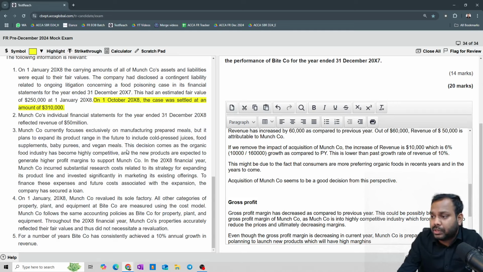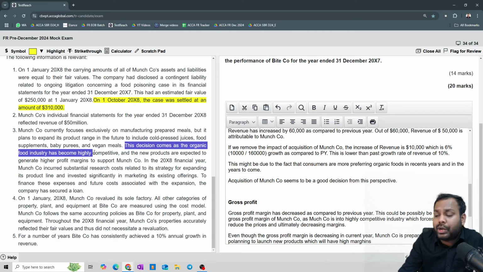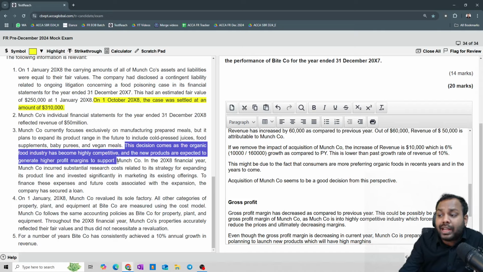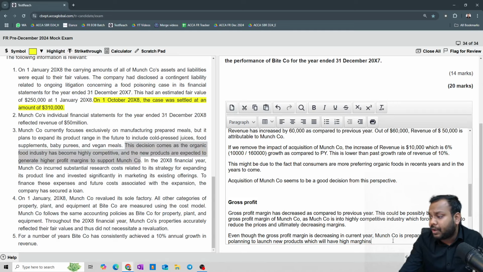See here. This decision comes from the organic food industry has become highly competitive, and the new products are expected to generate higher profit margins to Munch company. Right? So they are prepared for it by planning to launch new products which will have higher profit margins. Right? So that's the best part.